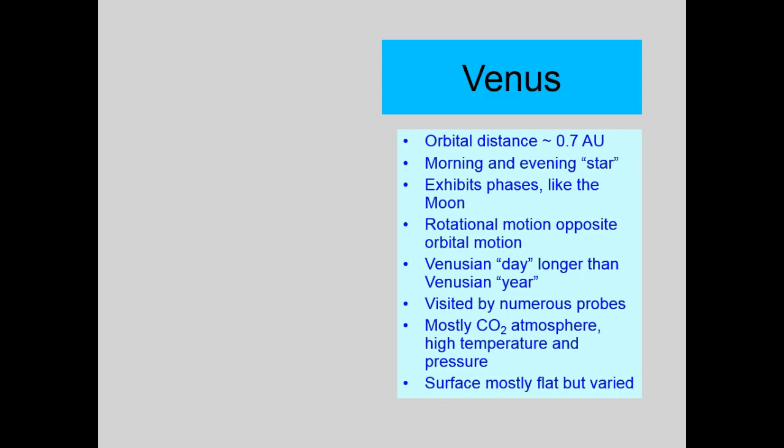Now, because it's the closest planet to us, planet now, not moon, but planet to us, it's been visited by numerous probes, many, many probes. And they have taken pictures, they've measured atmosphere, they've measured temperature, they've measured all kinds of things about it. Now, here's the deal. Its atmosphere is mostly carbon dioxide.